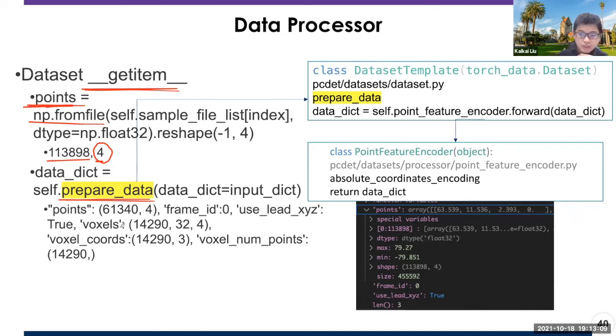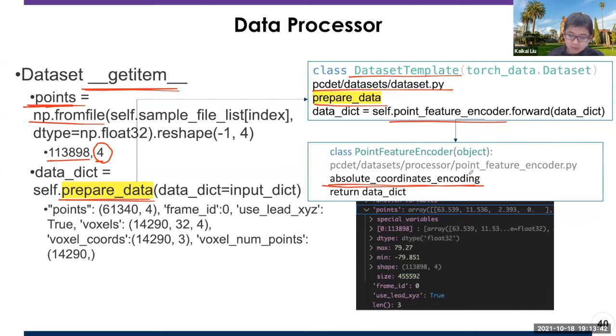The prepare data operation actually calls a dataset template. Under this code, you have the prepare data function. This prepare data function does two things. One is the point feature encoder. What the point feature encoder does is absolute coordinate encoding, using the absolute coordinates X, Y, Z. Sometimes different LiDAR formats have different X, Y, Z. You can do the absolute coordinate encoding.